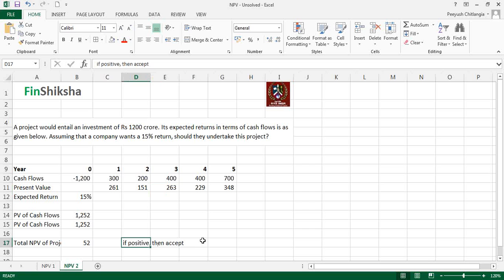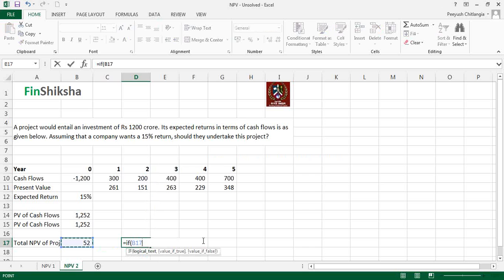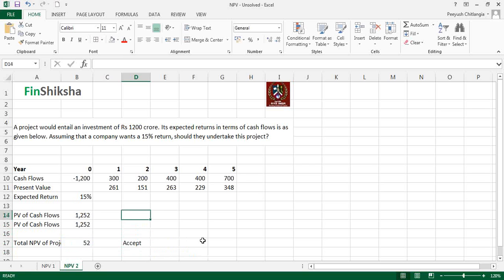Let's actually code this portion as well. The term that we have written here in English, which is if positive, then accept, we will code in Excel, which is if this number is greater than 0, then accept, else reject. And you see we accepted. In our initial case, we had 300 as the project number, so we had to reject it.